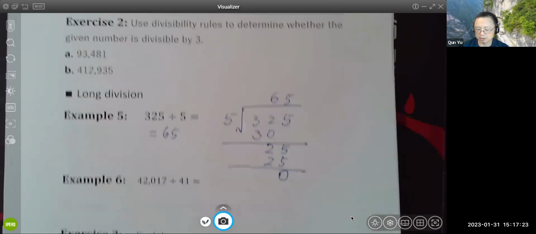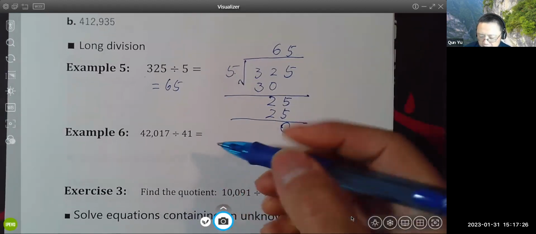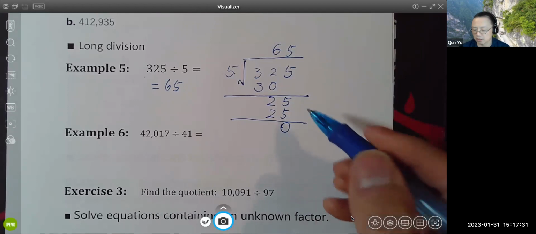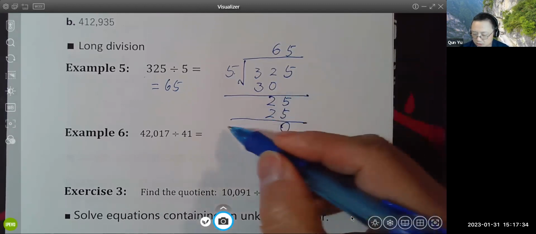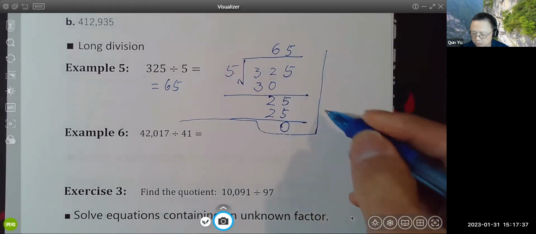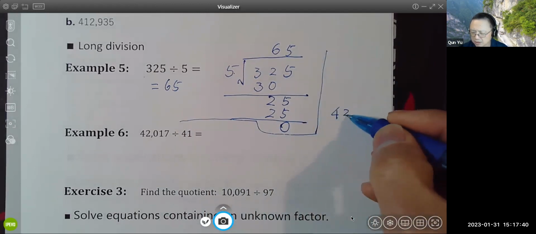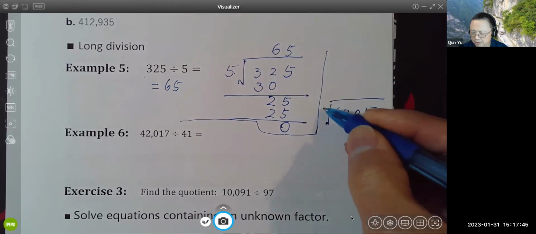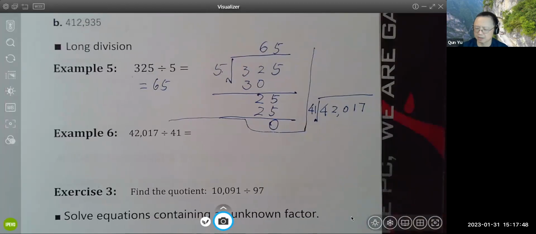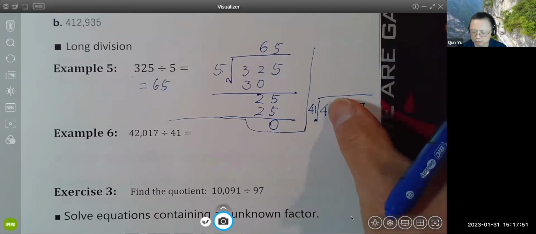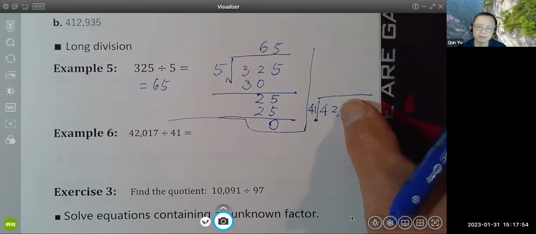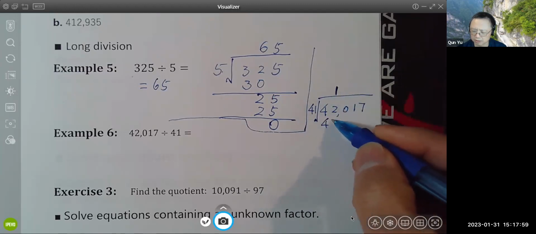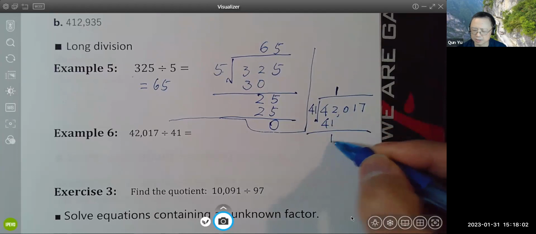And let's look at one more example for the demonstration of this long division. This is a big number. I guess I'm going to do it on the side here so that I have more room. 42,017 divided by 41. First, there's no 41 in 4. We move a digit to the right. 42. Now we have 1 41 in 42. So put 1 above 2. 41. Do subtraction, we get 1 as a remainder.